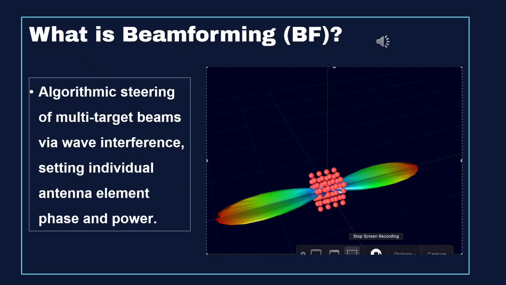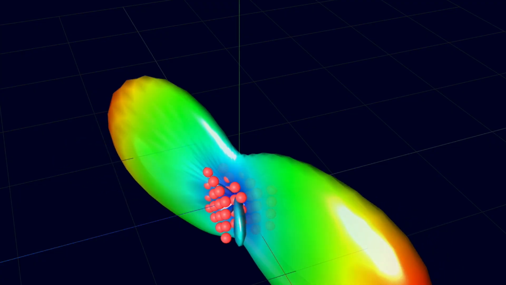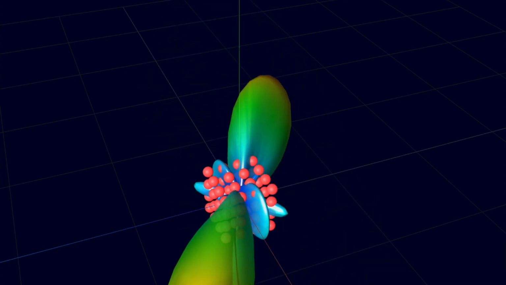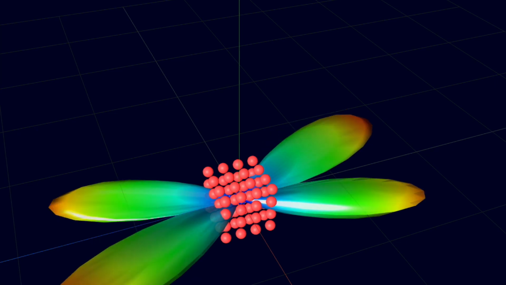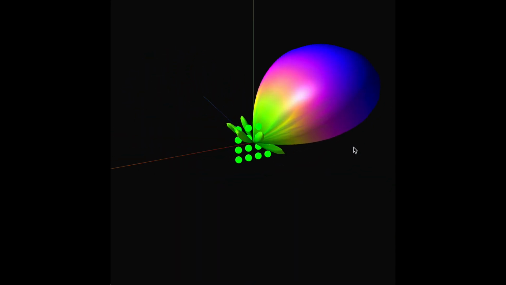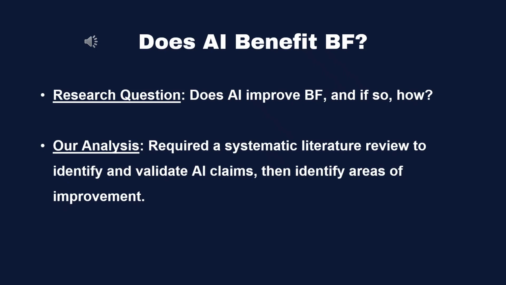Beamforming is electromagnetic beam steering, a complex problem where multiple AI approaches claim effectiveness. Our question is, which is best? Research question: does AI improve beamforming? And if so, how? Our analysis required a systematic literature review to identify AI claims.